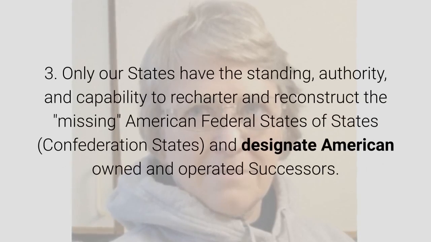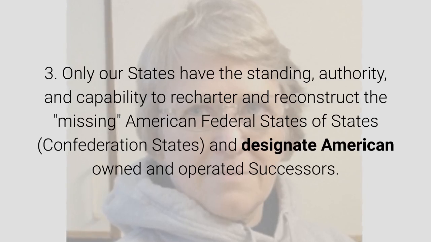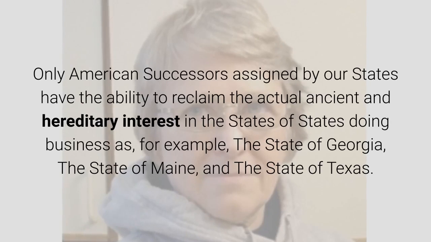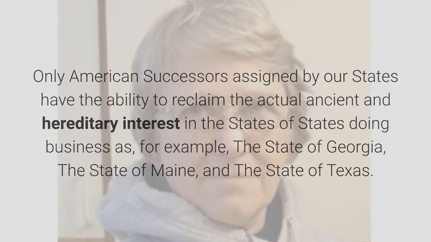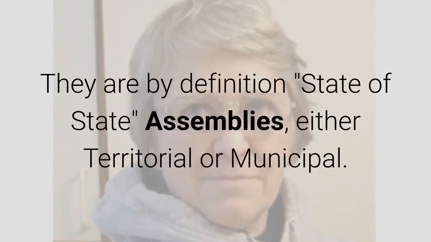3. Only our states have the standing, authority, and capability to recharter and reconstruct the missing American federal states of states, confederation states, and designate American-owned and operated successors. Only American successors assigned by our states have the ability to reclaim the actual ancient and hereditary interest in the states of states doing business as, for example, the state of Georgia, the state of Maine, and the state of Texas. 4. All assemblies that include U.S. citizens are not state assemblies. They are by definition state-of-state assemblies, either territorial or municipal.